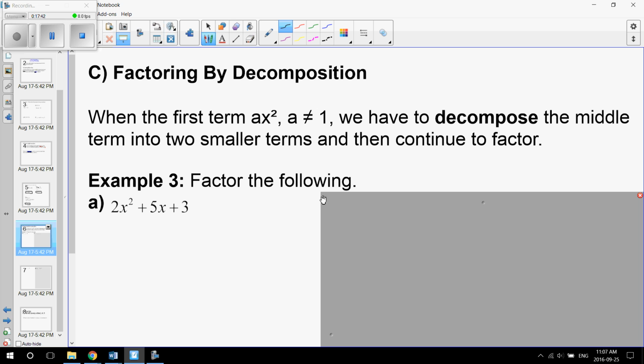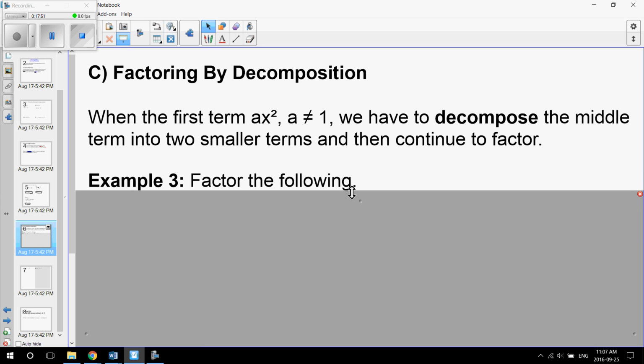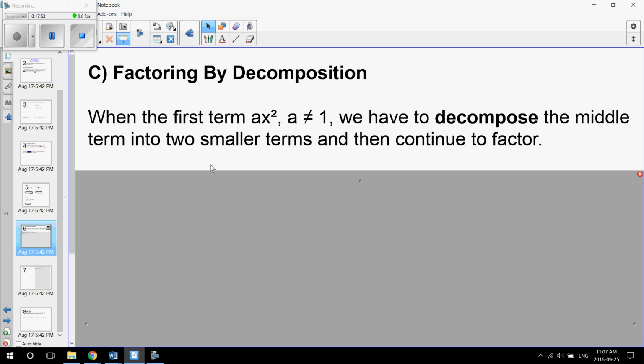We have one more that we're going to look at today. Today we're also going to look at factoring by decomposition. Now let's just first look at the definition. Again, hopefully this should just be a review for everyone. You should have learned decomposition in grade 10, no matter which type of math you had previously taken.